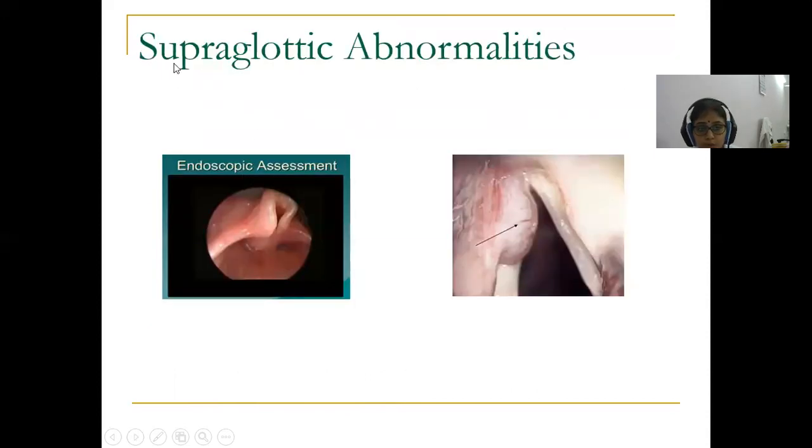So coming to the supraglottic anomalies, I have classified the congenital anomalies of larynx according to the site. So we will see what are the common supraglottic anomalies, what are the glottic anomalies, and what are the subglottic anomalies. First, we will discuss about supraglottic abnormalities.